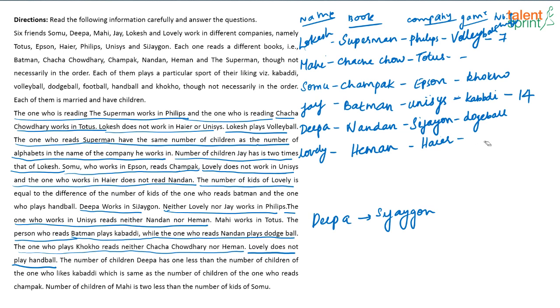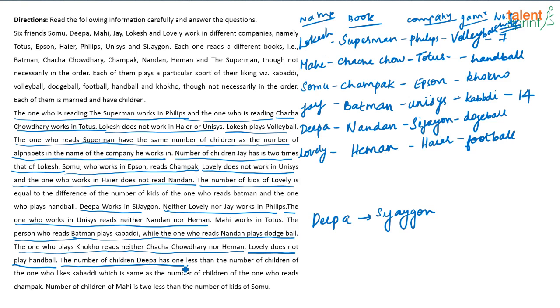So who has to play handball? Handball can't come here. This has to be handball. So what is this? This is going to be football. So now everything else is done, only children is pending. Now when you look at number of children, you know Lokesh is 7, Jay is 14. Now look at this information.